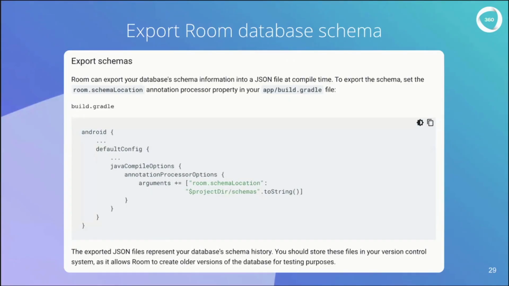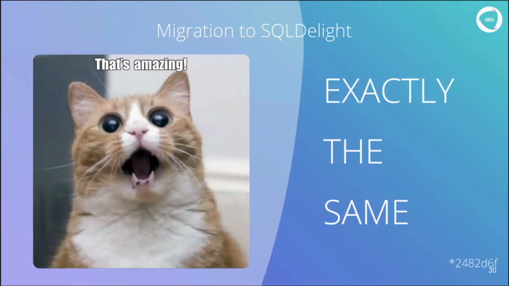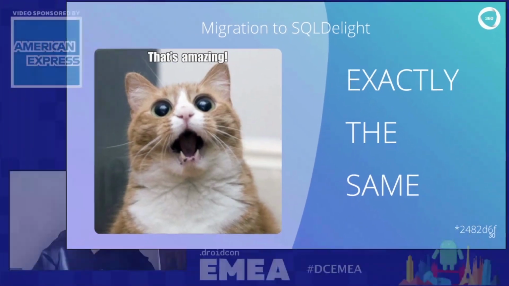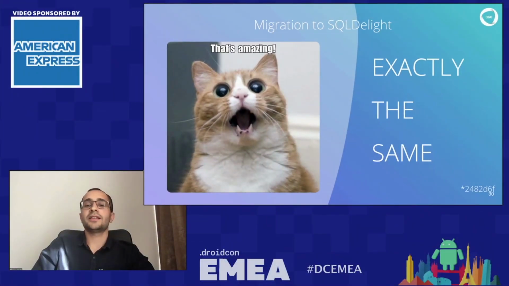And Room database schema can be easily exported to JSON files. Under the hood, the migration process is exactly the same as for SQLite.